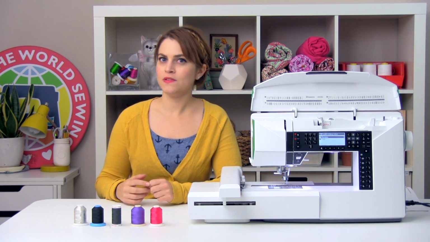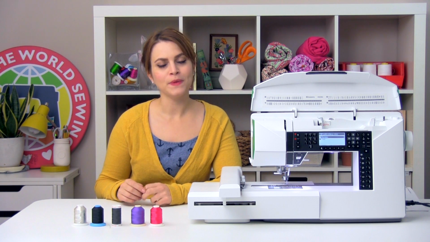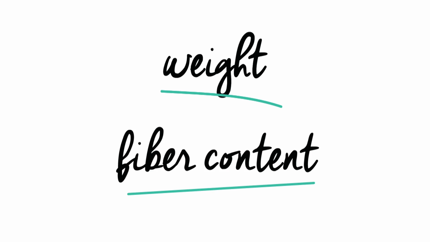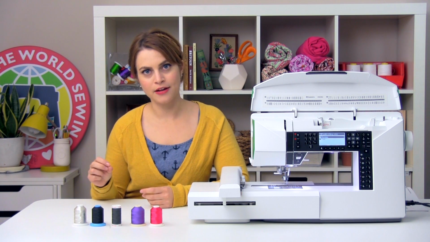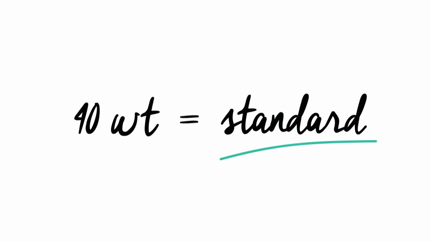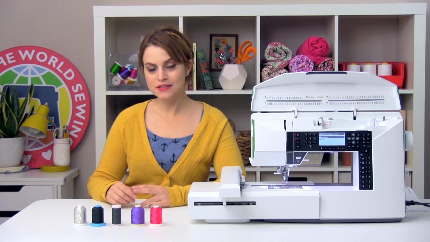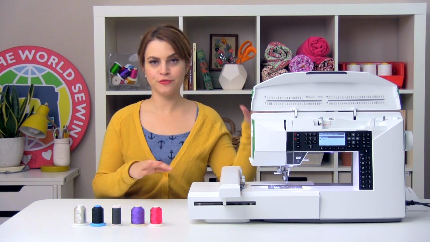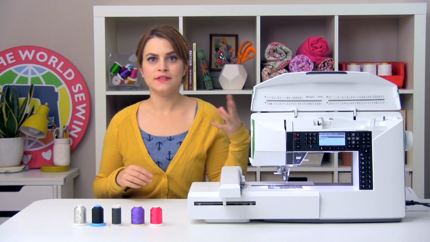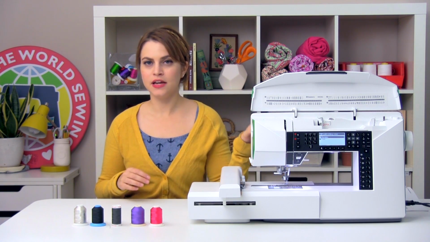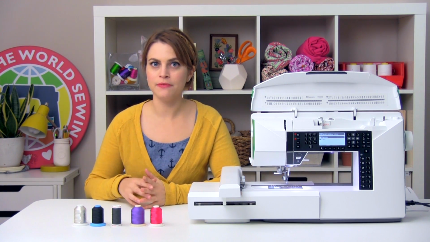But you can really think about two main things when you're shopping for thread. That's weight and fiber content. Thread weight refers to the thickness of the thread. 40 weight is considered standard in machine embroidery. So this is the weight that the machine and the software, the files, everything assumes you'll be using when it stitches out the design. So all the settings are kind of based off of a 40 weight thread.